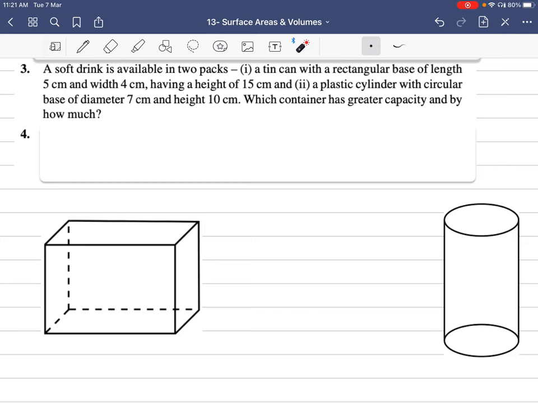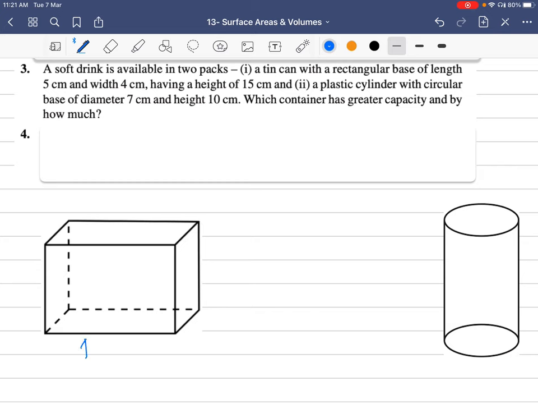It reads, a soft drink is available in two packs. Pack number 1, a tin can with a rectangular base of length 5 centimeter, width 4 centimeter, and height is 15 centimeter. So quickly let us note down whatever is being told to us.